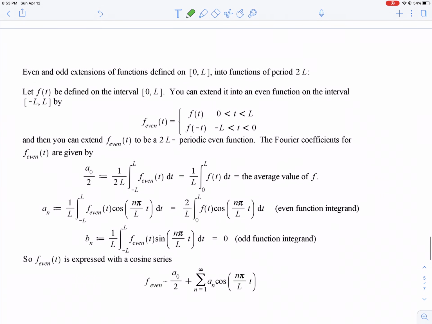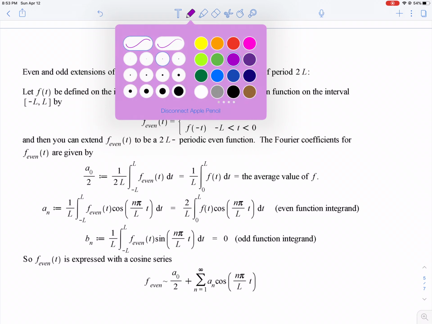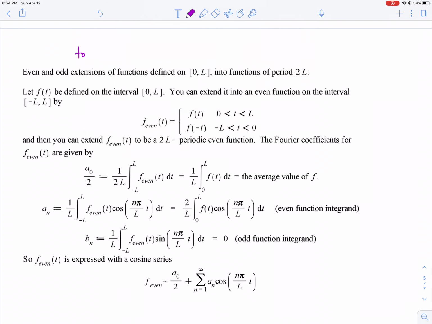Okay, topic 2 is even and odd extension for functions defined on the interval 0, L into even or odd functions on the interval 2L, and then you extend those periodically to be 2L periodic on all of the real line.